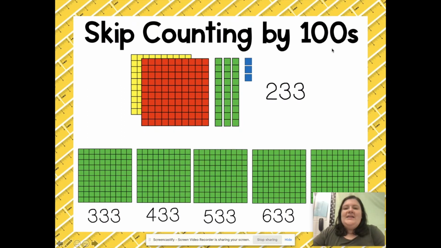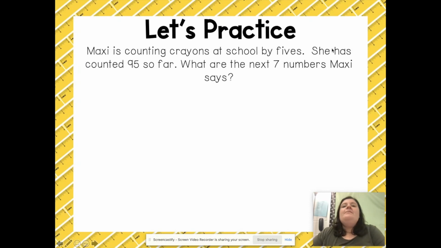So let's go ahead and do some practice. Let's practice with some word problems because you can use skip counting to help answer some word problems. Maxie is counting crayons by fives. She counted 95 so far. What would be her next 7 numbers?